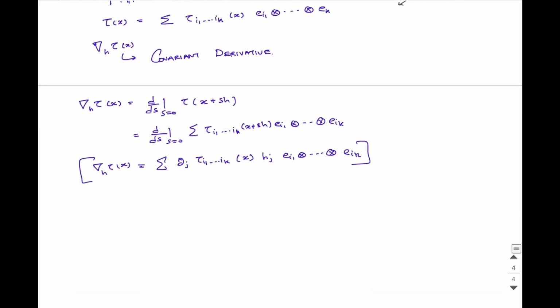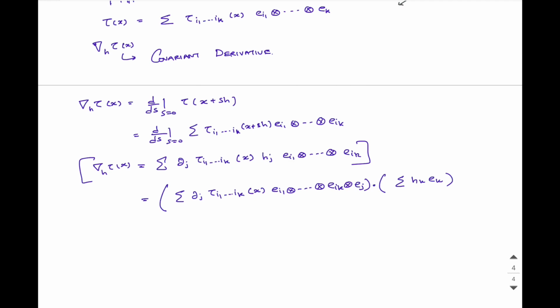Good. Now from here the expression for the gradient is very simple. I can write this as the inner product of this tensor, tau i1 all the way up to ik at x, e_i1 tensor product e_ik, dot the summation of hk ek. I missed an extra term here, so it's going to be tensor product ej dot. Okay, so the derivation is very simple.